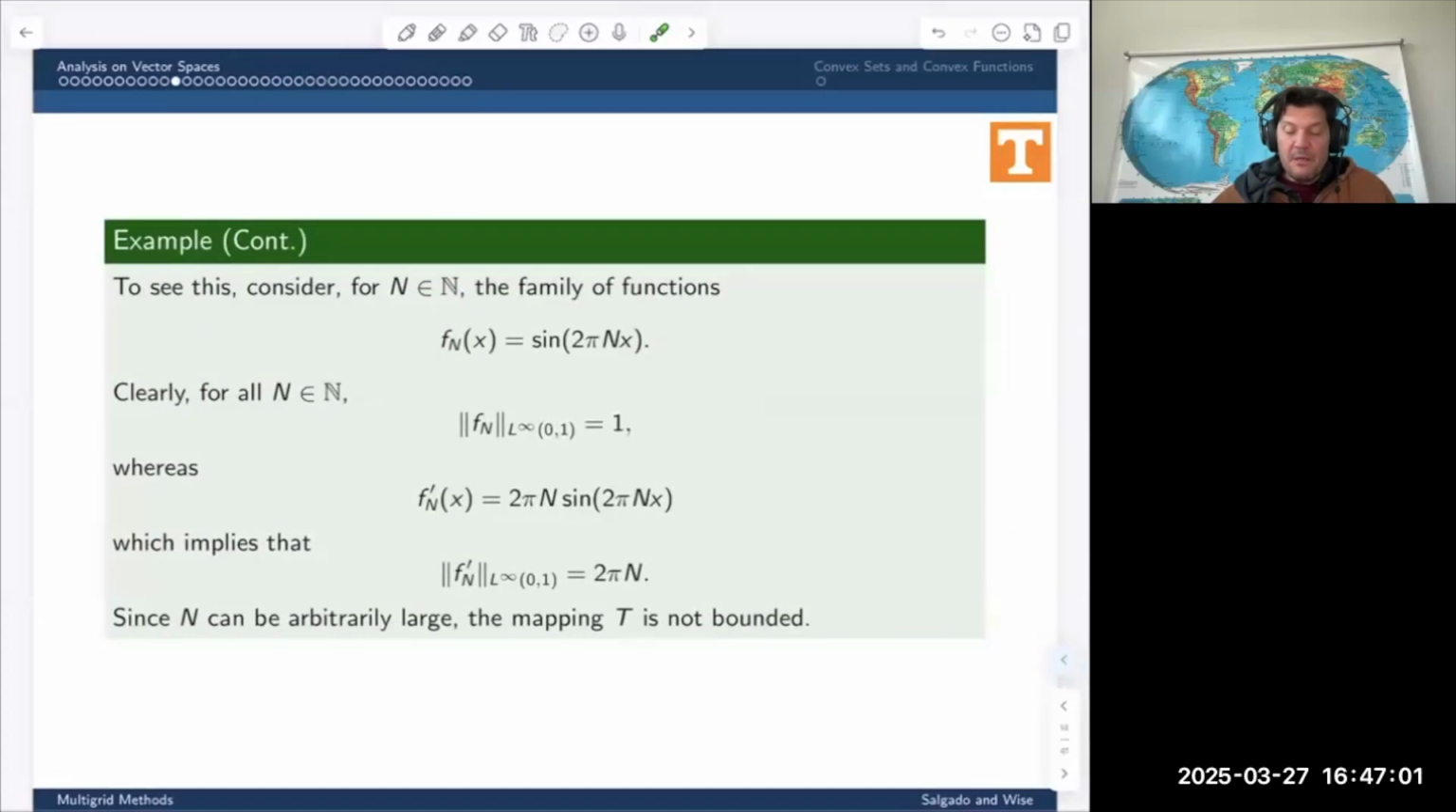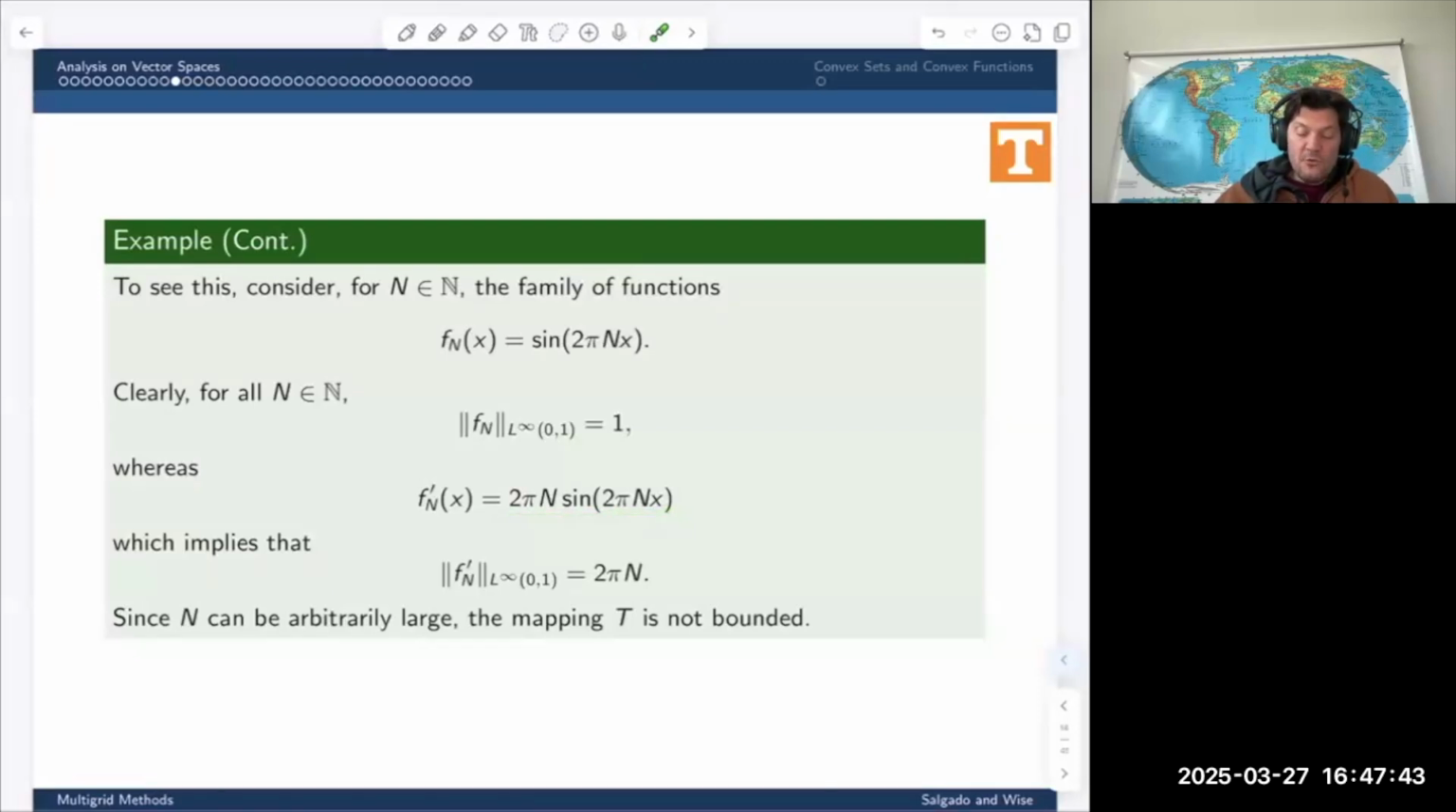So let's consider a family of functions, f_n, which are sine(2 pi n x) for any positive integer n. If I take the L infinity norm of these functions, I'm always going to get 1. Do you agree? But let's now consider the mapping of that under T. The mapping of f_n is the derivative of f_n, and that's 2 pi n cosine(2 pi n x). So it's 2 pi n times a function of the same kind.